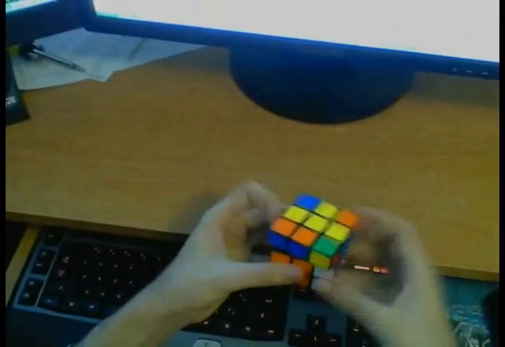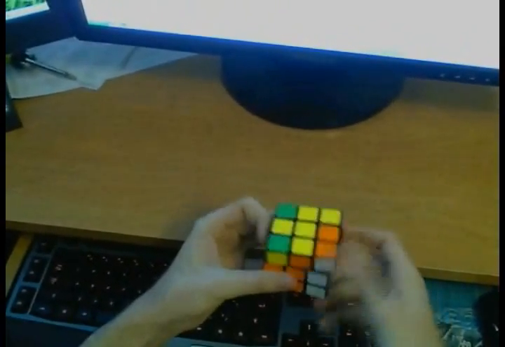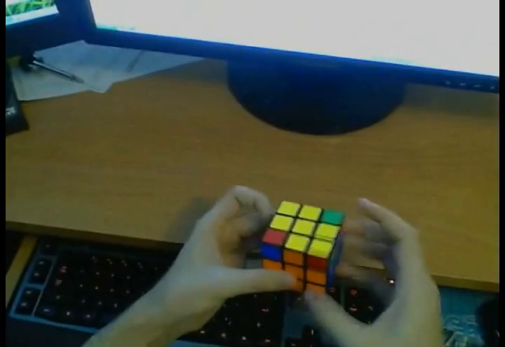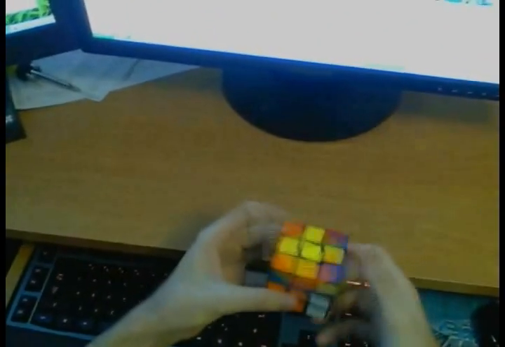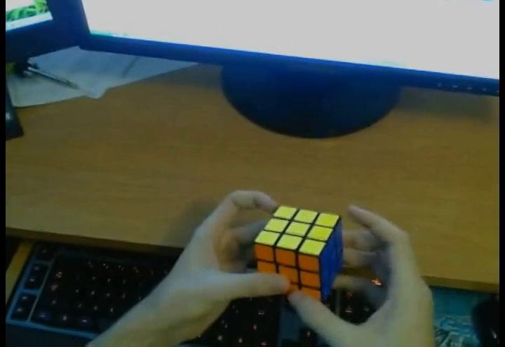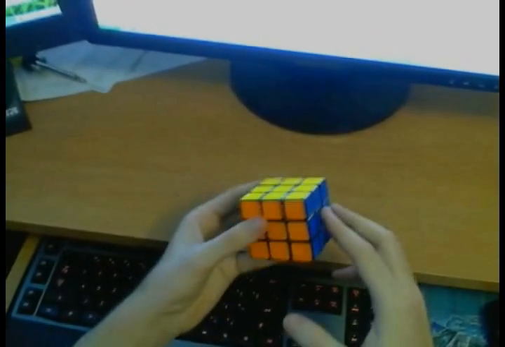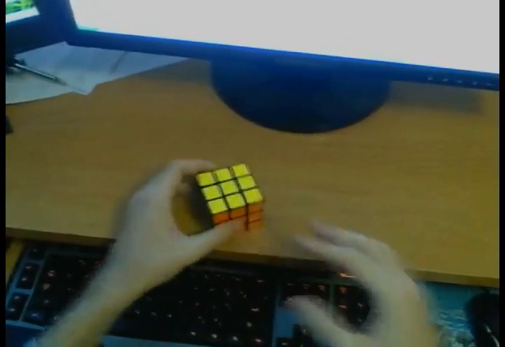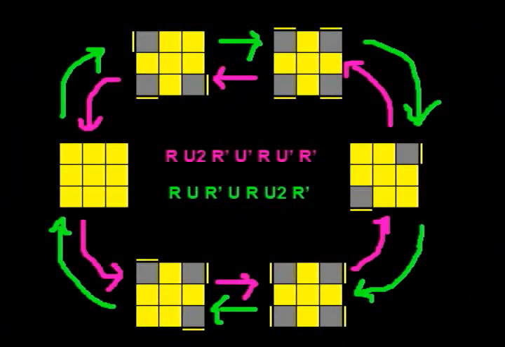So I'm applying Sune. 1, 2, 3, 4, 5, 6. So we say that the degree of Sune is 6. So here's a picture of the whole situation. We have the solved cube on the left. Applications of the Sune algorithm are green arrows, and applications of its inverse are magenta arrows.